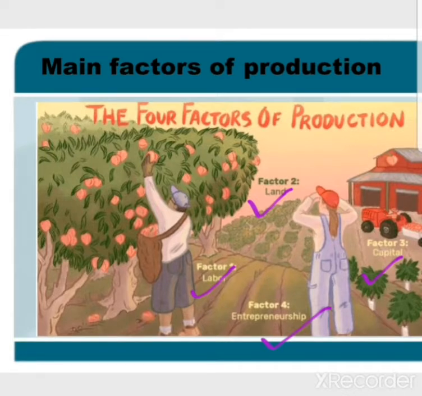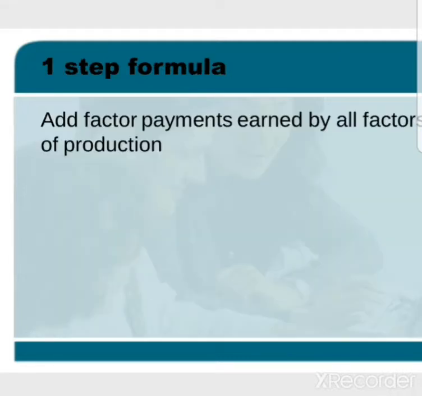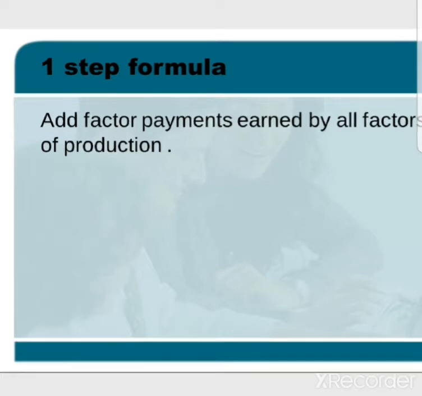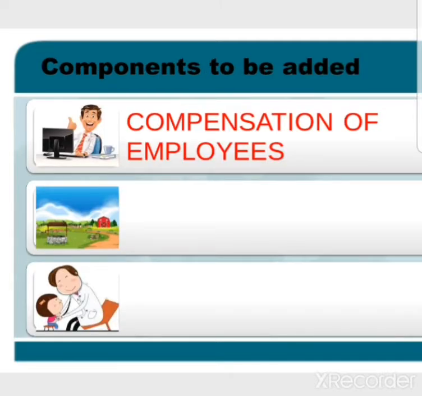There are four factors of production, namely land, labor, capital, and entrepreneur. By adding their incomes that are earned within the domestic territory of an economy, we can get the domestic income according to this approach. Basically, this approach is based on a one-step formula, wherein all factor payments earned by factors of production within the domestic territory are added to derive the domestic income. So let's study what the components or the factor incomes are which are added to derive the domestic income.